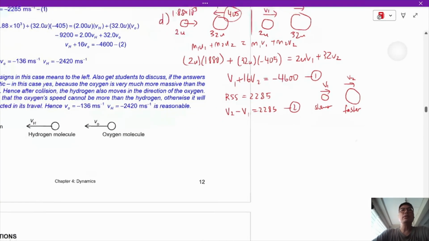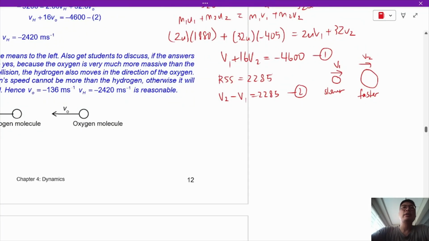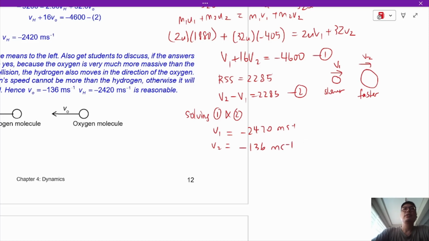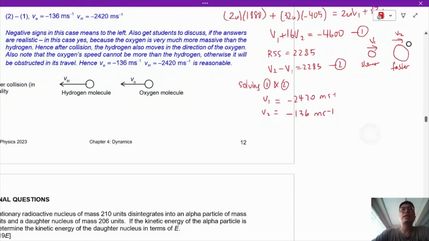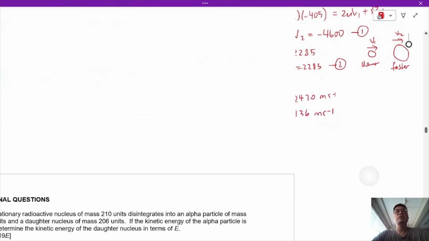Okay, so now you don't have to show the working, but what you need to do is to write solving 1 and 2, and then you can just write v1 equals to and v2 equals to. Okay, so v1 equals to minus 2420 meters per second and v2 equals to minus 136 meters per second. So what does this mean? This means that since both velocities are negative, they are actually moving to the left.